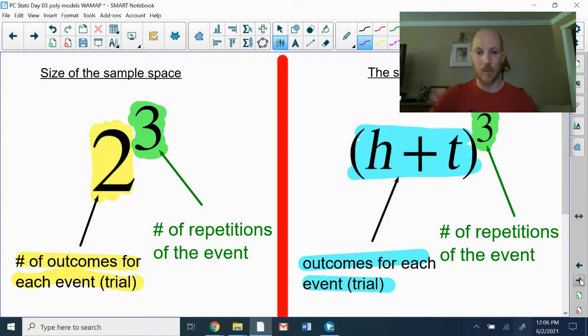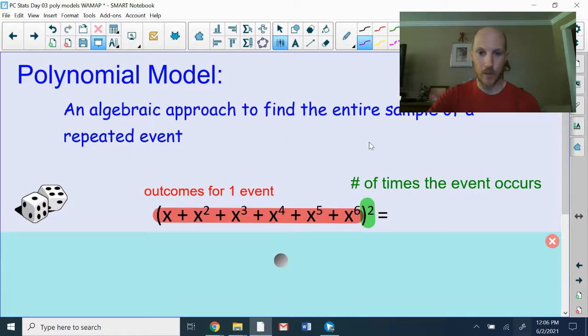Okay, if we take that one step further, we can use the same approach for numerical outcomes. We can actually get the whole entire sample space by using this kind of polynomial model. So it's an algebraic approach that we can use to find the entire sample space of a repeated event. And it is actually what you just saw in the do now. So if we're rolling 2 dice, we're going to use anything we want for the variable. In this case, the variable doesn't actually represent an outcome. It's the exponents that we're interested in.